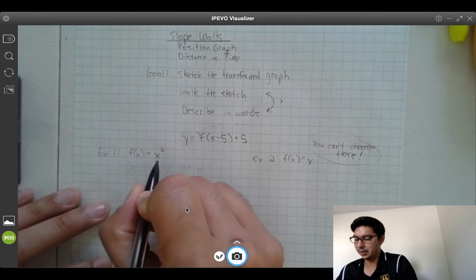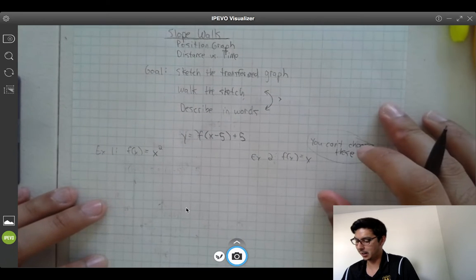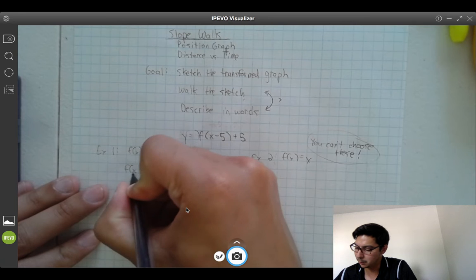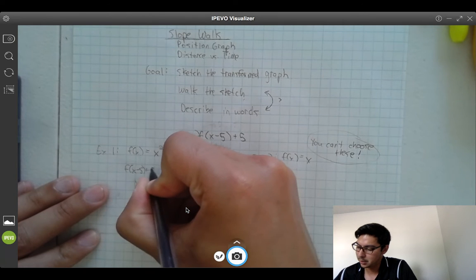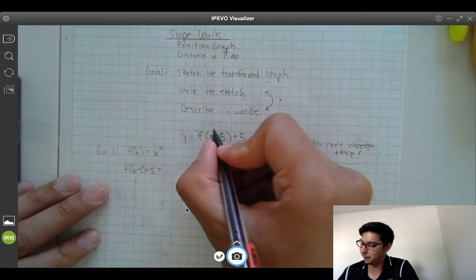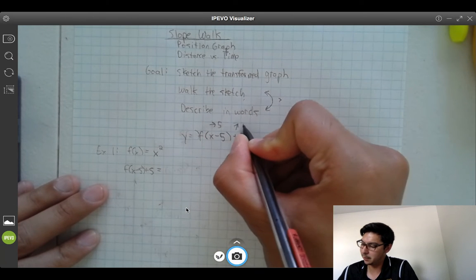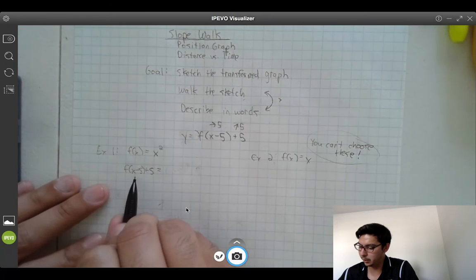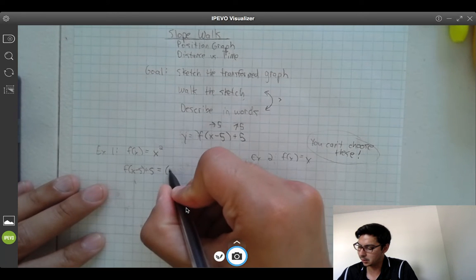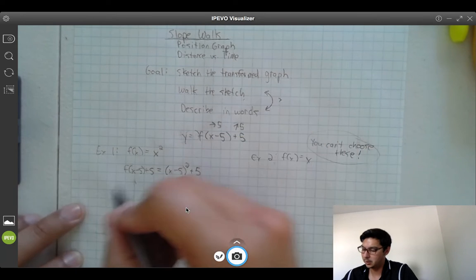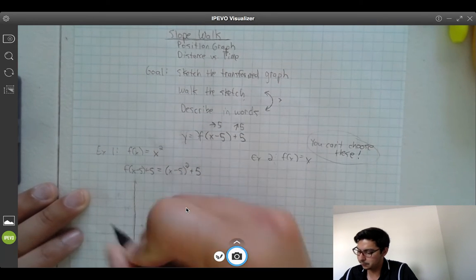We have the function f of x equals x squared, a quadratic function. Let's write the transformed graph. So when we go f of x minus 5 plus 5, which, by the way, hopefully you know this transformation is making you go right 5 and up 5. So if we apply that to x squared, it's just going to be x minus 5 squared plus 5. Okay. And then let's make a graph of this.